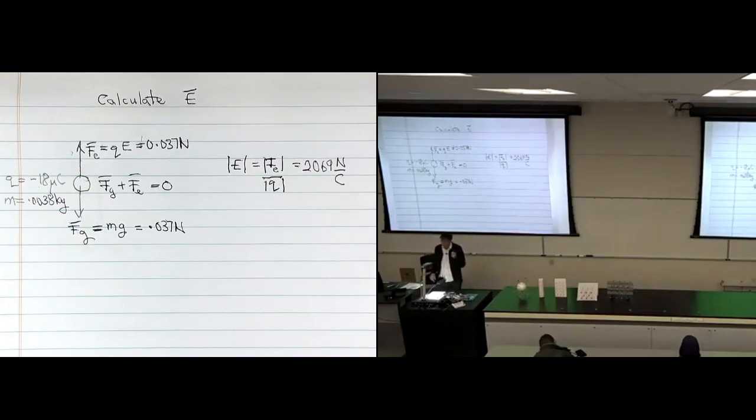And the units? Let's talk about the units. What are the units? Well, the units are force divided by charge, newtons divided by coulomb. So field has the units of newtons divided by coulomb. Okay, everybody okay with the size? Now let's do the direction.